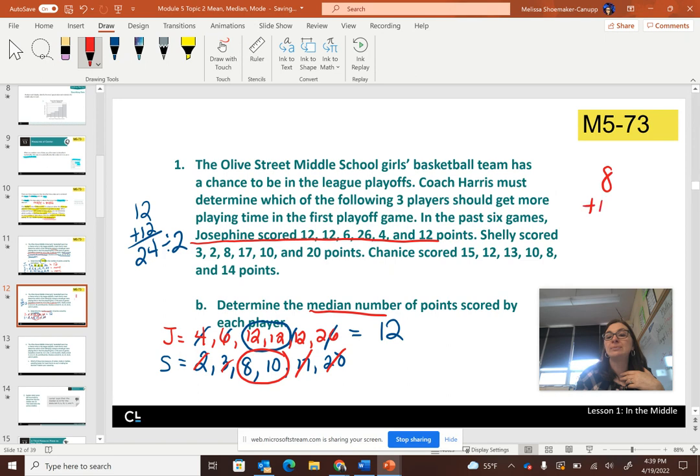So I add up 8 plus 10 is 18. Divide that by 2, and I know that that's going to be 9. So that is the median. They want to know what number is right in the middle of those two.